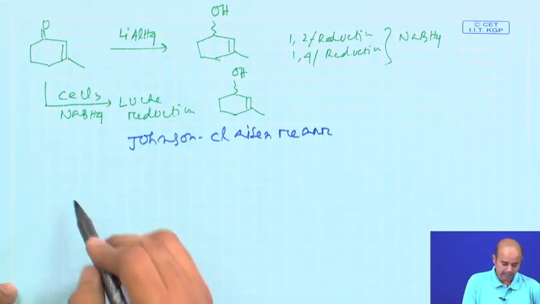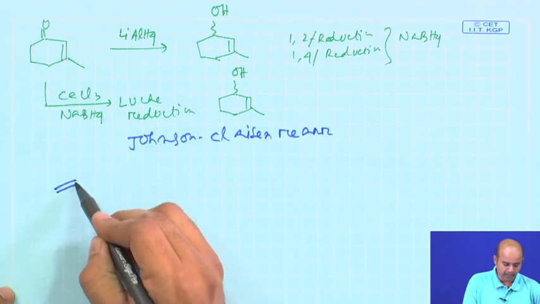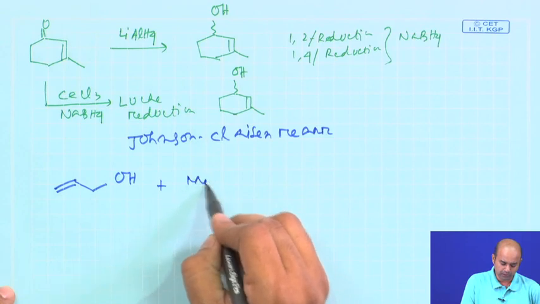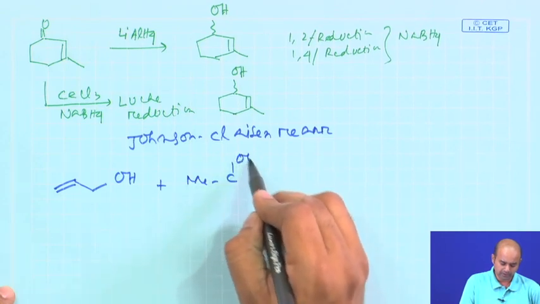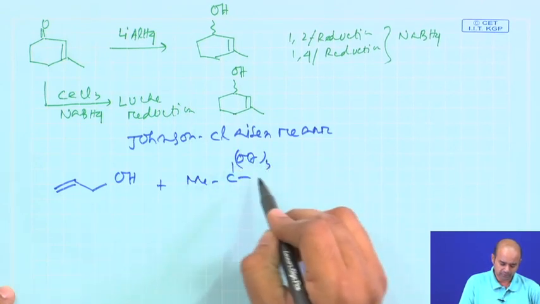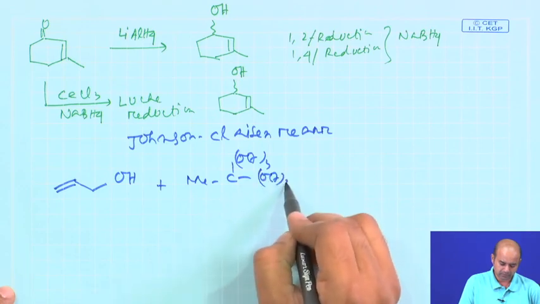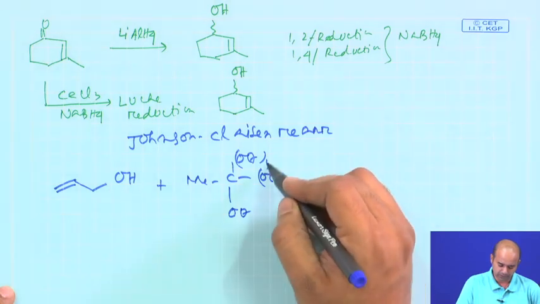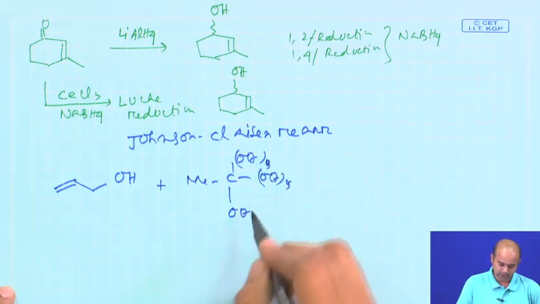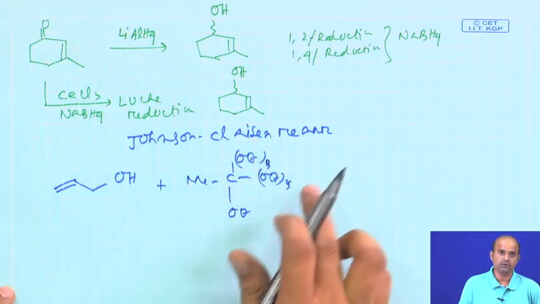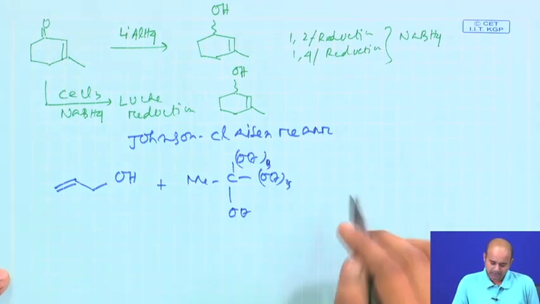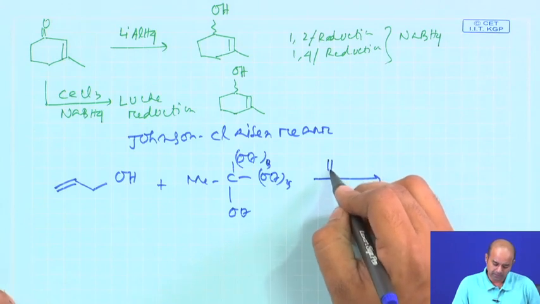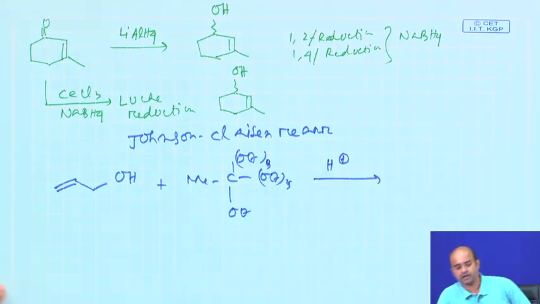Now, what do you need? You basically need an allylic alcohol as a starting material, and you need to take triethyl orthoacetate. Sorry, this will be MeC(OEt)(OEt)(OEt). Initially you mix those two compounds in the presence of an acid catalyst. You need acid.